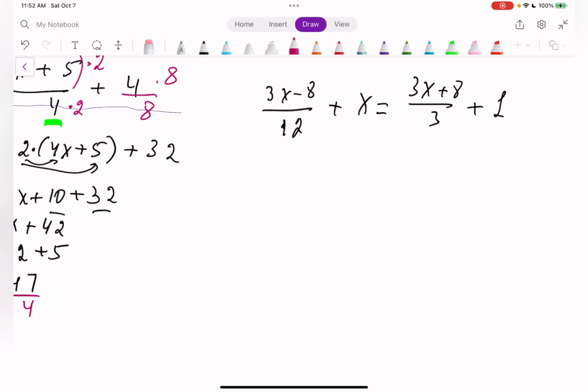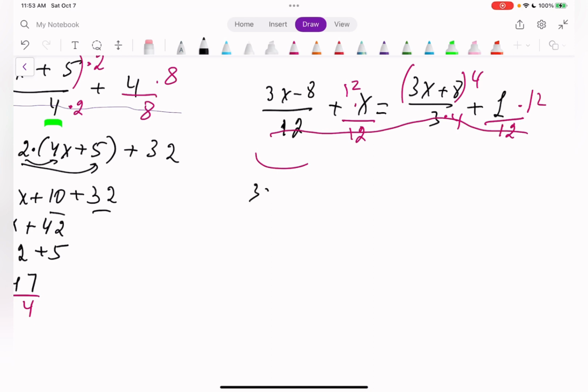So what do we have here? This fraction that has denominator 12, it already has 12, so we don't touch. Here, we divide by 12, multiply by 12. Here we have 3, meaning multiply by 4, and here is 12 and 12, right? I am dropping the 12s. And I get a clean equation, 3x minus 8 plus 12x equal 4 times 3x plus 8 and plus 12. From here you can take it and solve it, right?